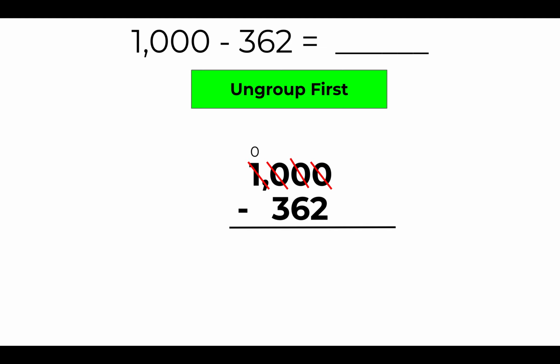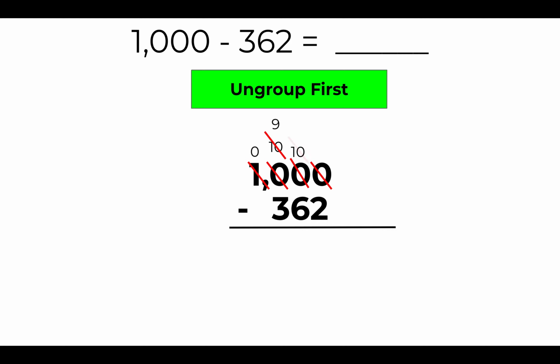1,000 is the same as 10 hundreds. So I put a 10 in my hundreds place to represent 1,000 in a different way. Now I need to keep making trades. So I'm going to cross out my 10 hundreds and leave 9 hundreds there and take 100 with me to the tens place. We know that 100 is the same as 10 tens.